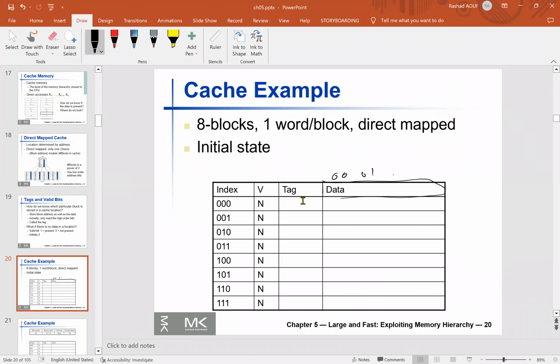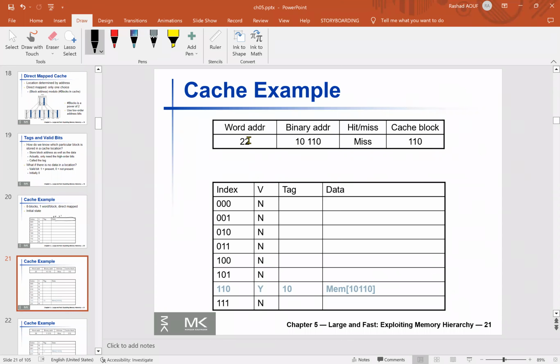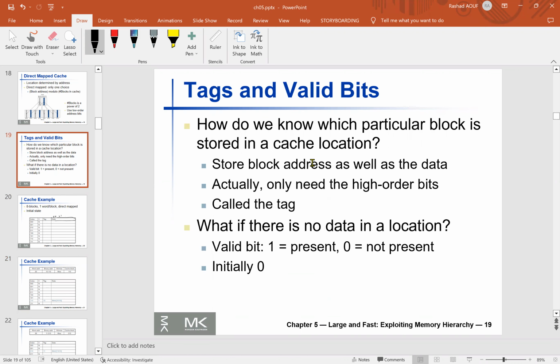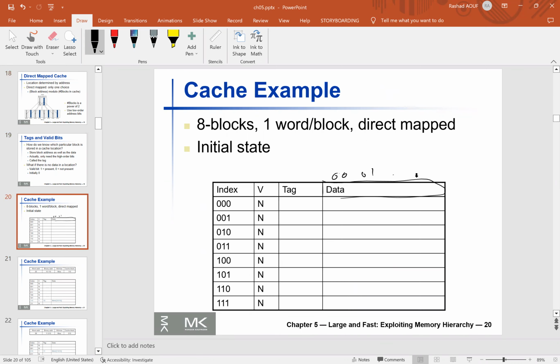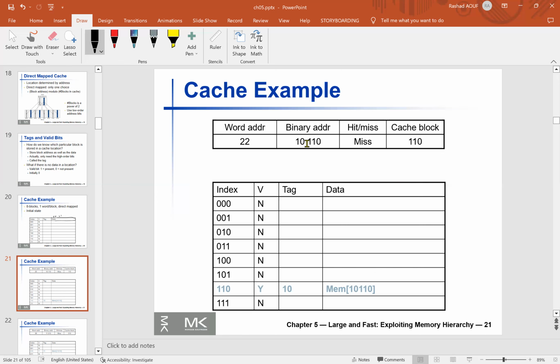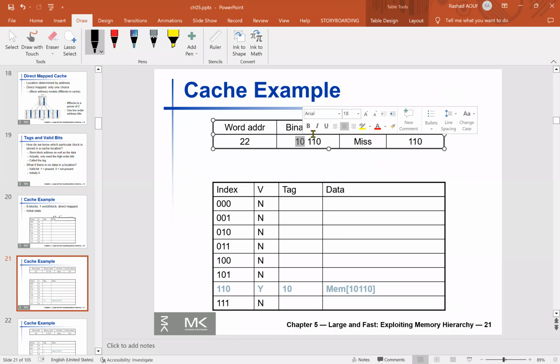In the direct map, the tag should go in here. An example here: 22, which is 10110. For the cache block, we work according to the formula: block address modulo blocks in cache. Here we have 8, so the modulo gives us 3, so we go here. The tag is the rest. The line index is the low bits of the block address, and 10 is the tag.